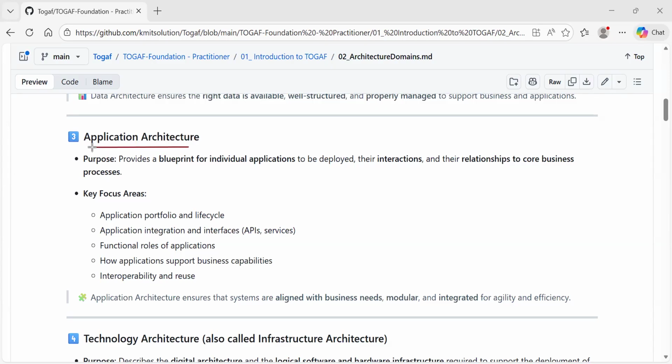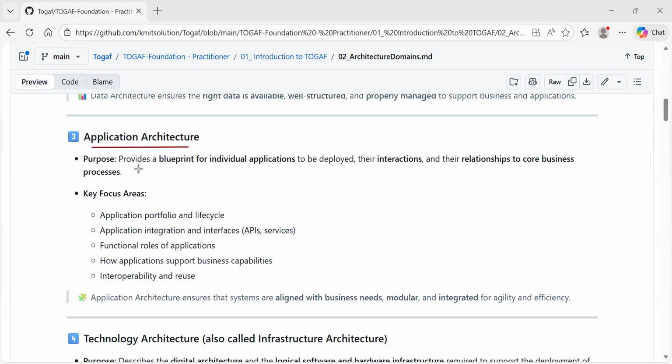So as the name suggests, it's application related, right? Individually, you have some applications, and these applications are created as per the business requirement, right? So let's understand this one.